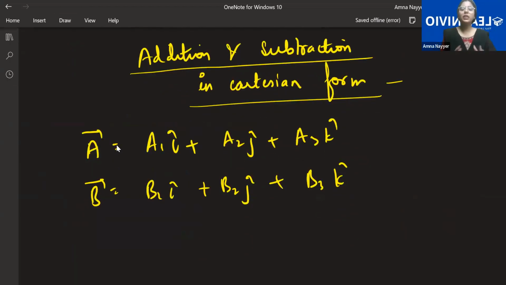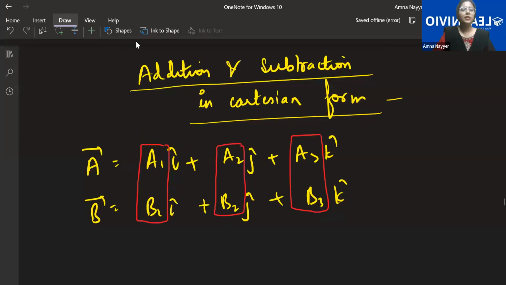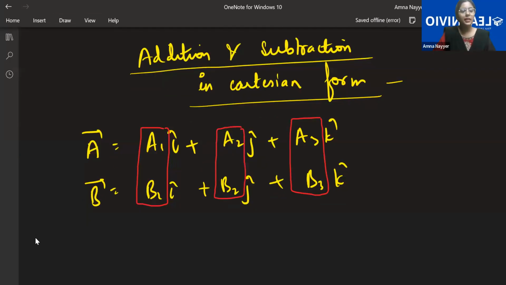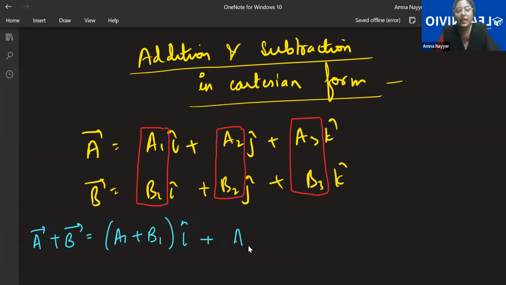Look, you have a vector A with its various coefficients: a1 I cap, a2 J cap, a3 K cap. B vector is there with its coefficients: b1 I cap, b2 J cap, b3 K cap. Just add all the like coefficients together. These will be added together, these will be subtracted together. Like if I have to write these, A vector plus B vector is equal to A1 plus B1 I cap, plus you have A2 plus B2 J cap.